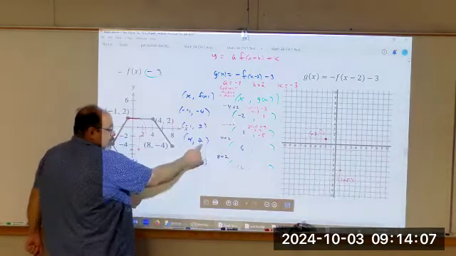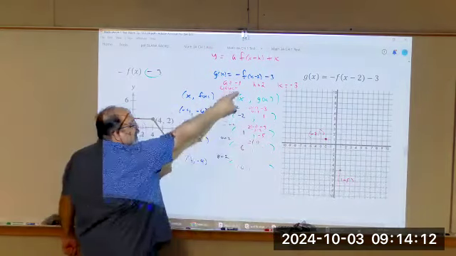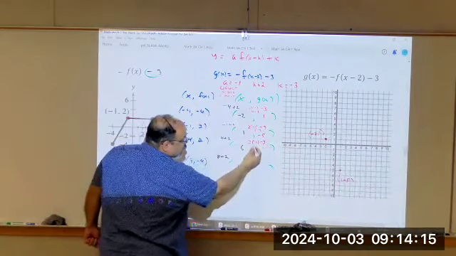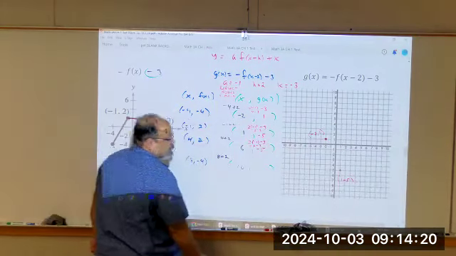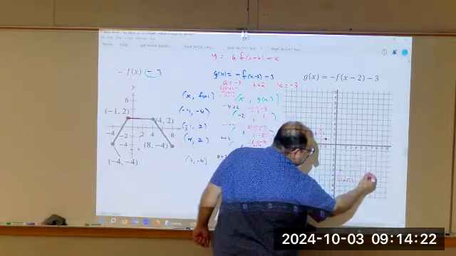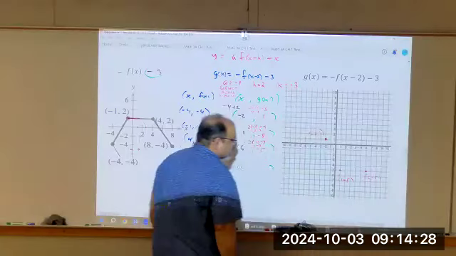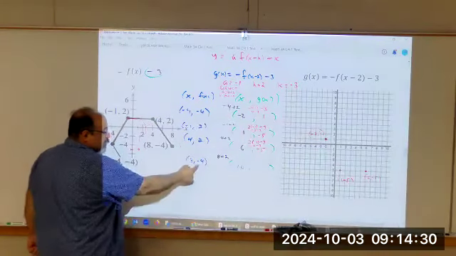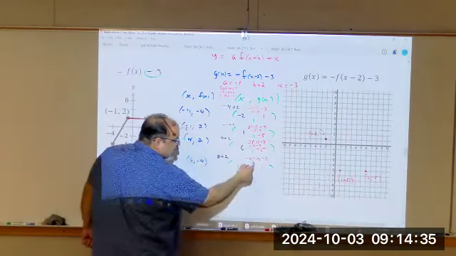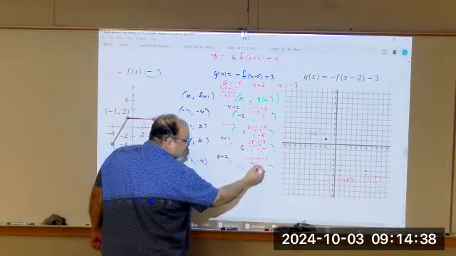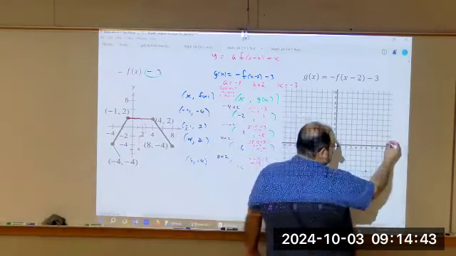And keep going. Multiplied by -1, 2 times -1. And then we subtract the 3. -2 minus 3, -5. So that's (6, -5). Don't forget to label. And this -4 times the -1, take away 3. That's +4 minus 3, so this is +1. So we're at (10, 1).